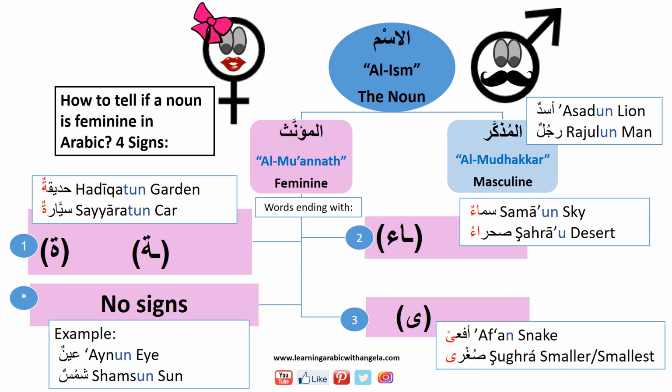So to recap once again, there are three main signs that tell you if a noun is feminine in Arabic. The most common sign is the ta marbuta at the end of the word, or al-alif al-mamduda, which is the long alif vowel followed by the hamza, the glottal stop, and al-alif al-maqsura, the shorter alif sound. And remember that there are some words that do not have any sign at all, and they're feminine just because they are feminine, and you will learn them just by exposure.